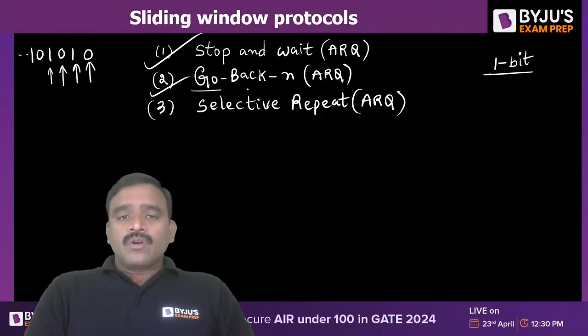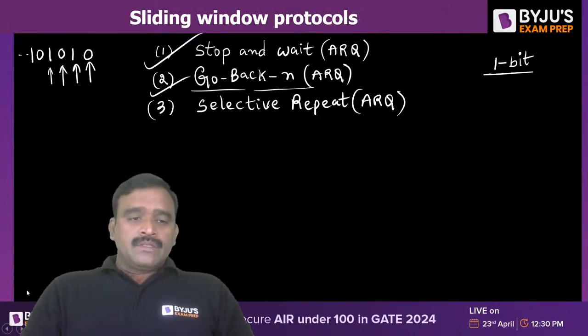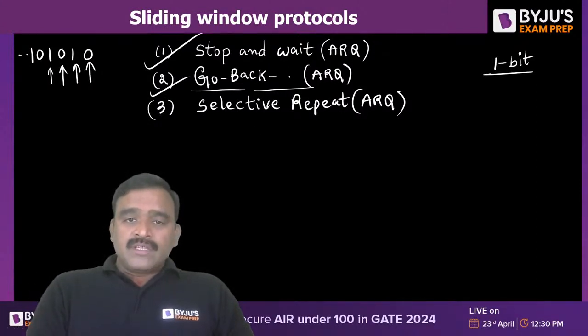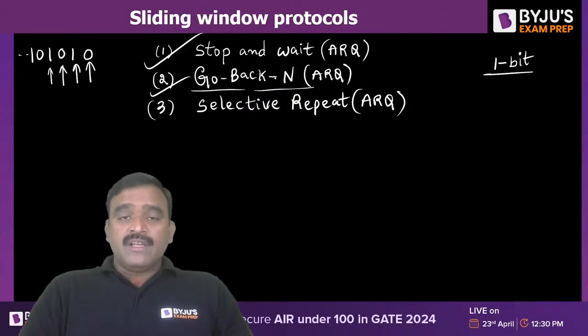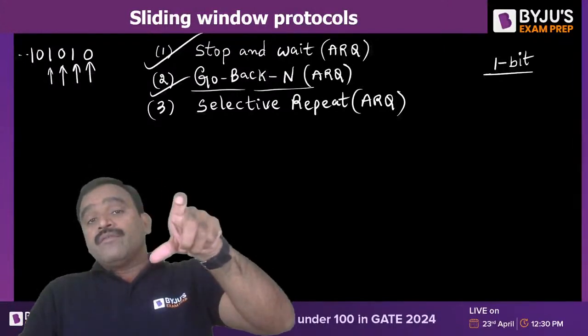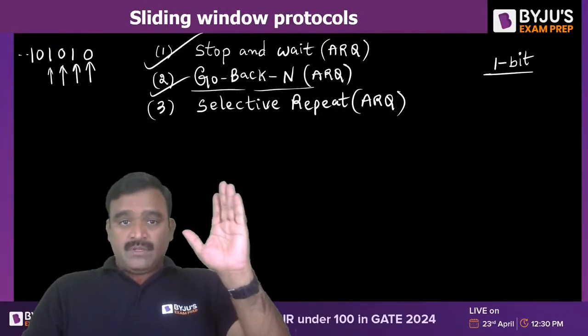In a go back N protocol, N in go back N is actually capital N. So small n is the number of bits used for the frame sequence number. So go back N means the number of frames available. This N indicates the number of frames available in the sliding window, not the number of bits used for the frame sequence number.